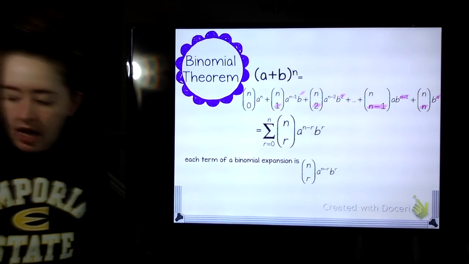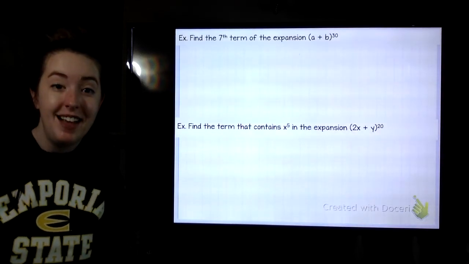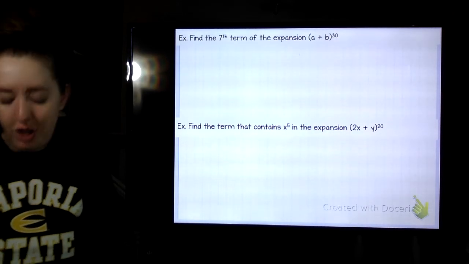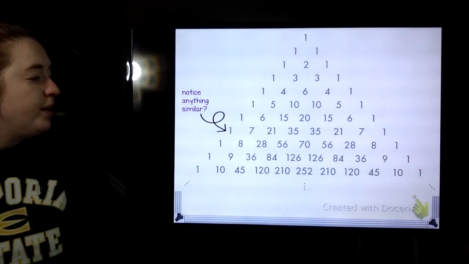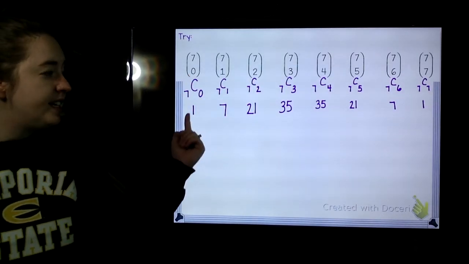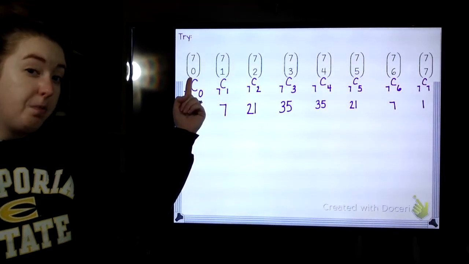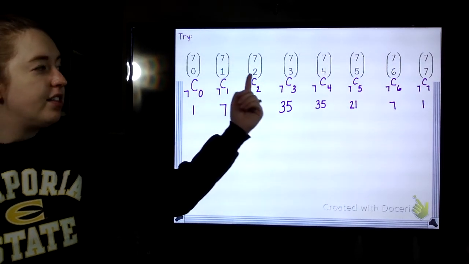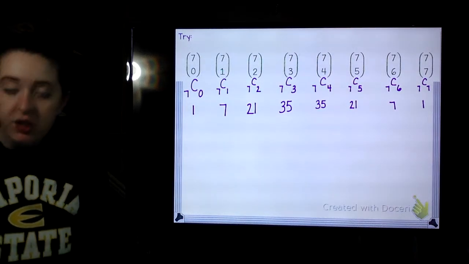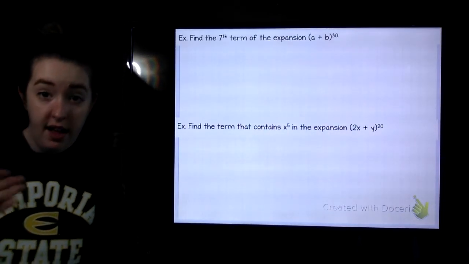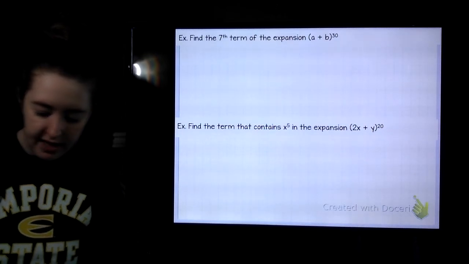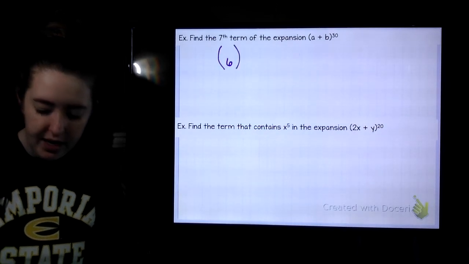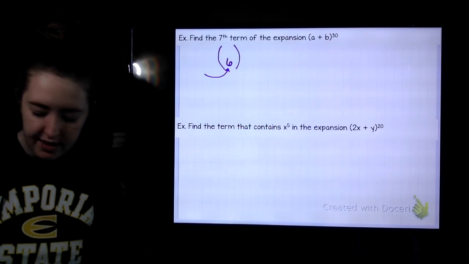Cool. So let's go through and find some of these guys. So we want to find the 7th term of the expansion. So there's one thing I want to show you real quick. Remember, the first term of my expansion had a 0 right there, right? For that bottom number. The second term had a 1 right here. The third term had a 2 right here. So when I go through and try to find the 7th term, that means I need to be making sure that I am choosing 6 down here, because that always needs to be 1 less than the term number.